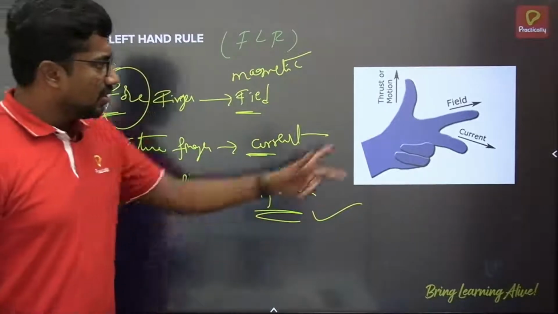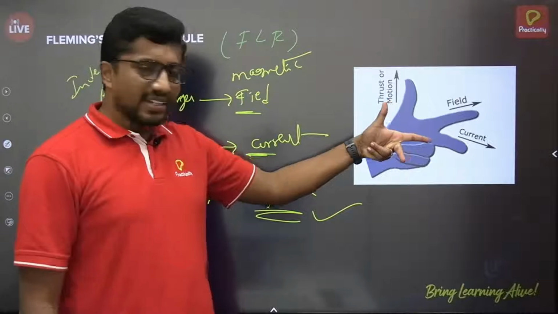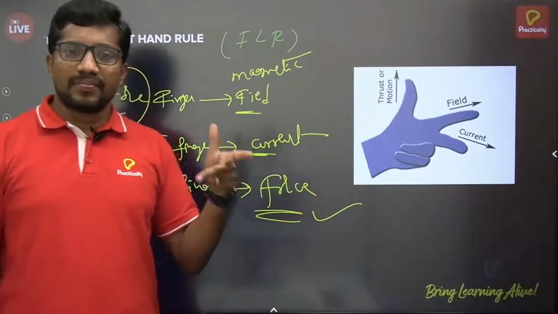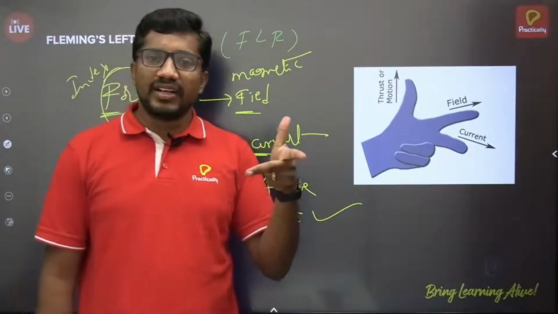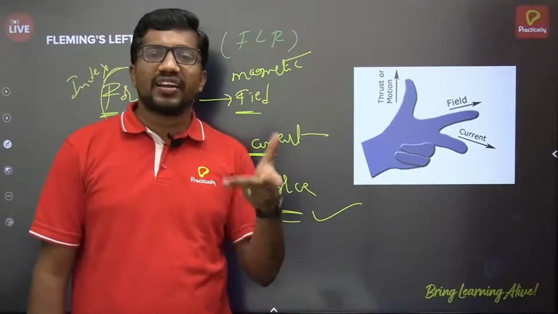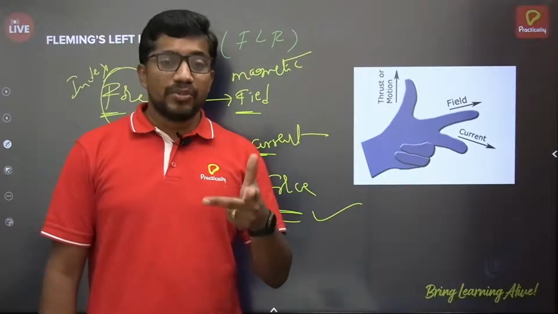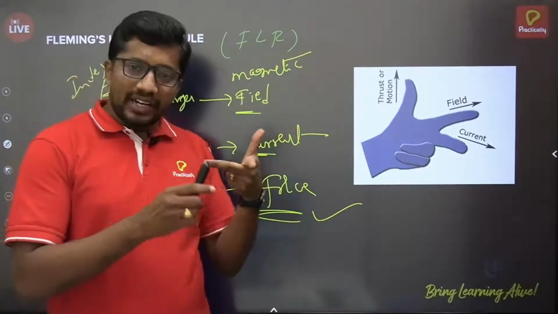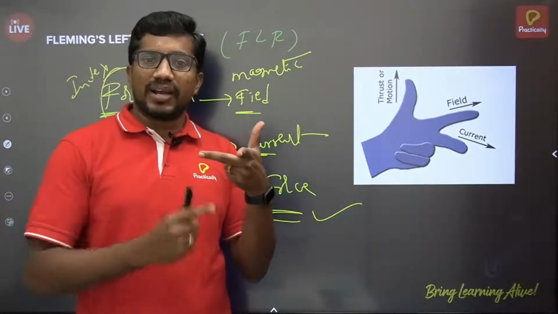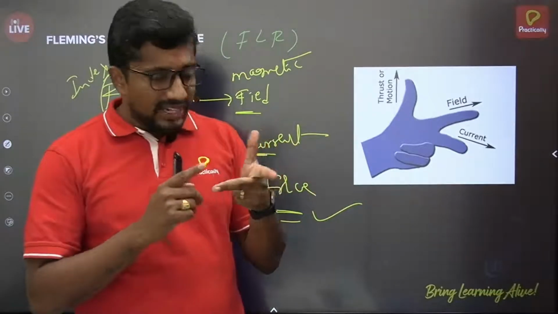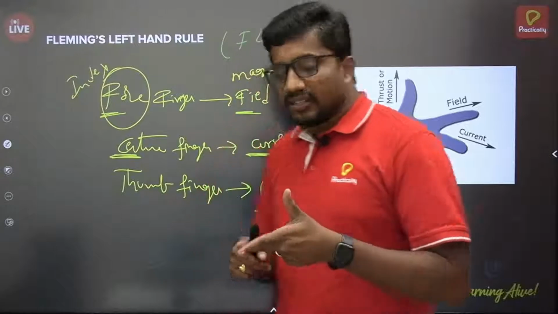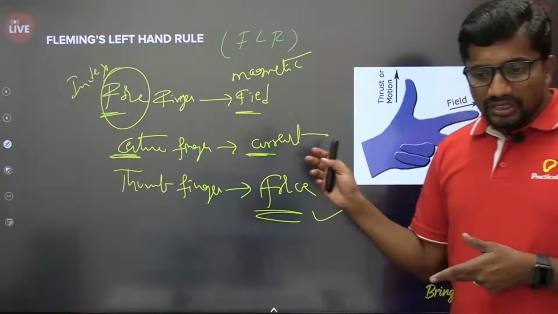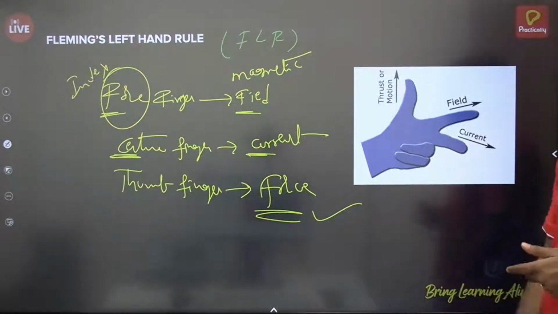So see here, you can see the three fingers that are stretched like this. It states that if you stretch the first three fingers, the forefinger, center finger and thumb of the left hand, mutually perpendicular to each other, then by pointing the index finger along the direction of the magnetic field, the center finger along the direction of the current, the thumb will be representing the direction of the force. So that's Fleming's left hand rule.